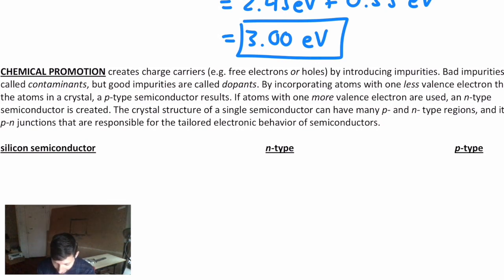So we can do one of two things. You can either incorporate atoms with one less valence electron, or you can incorporate atoms with one more valence electron. Those are respectively called N-type and P-type semiconductors. And I just want to show a picture of what that looks like.